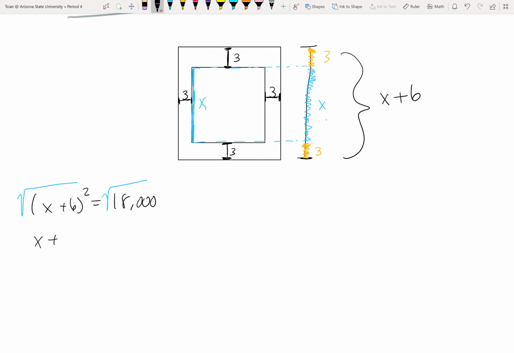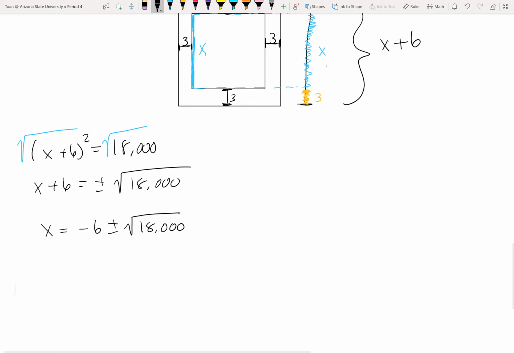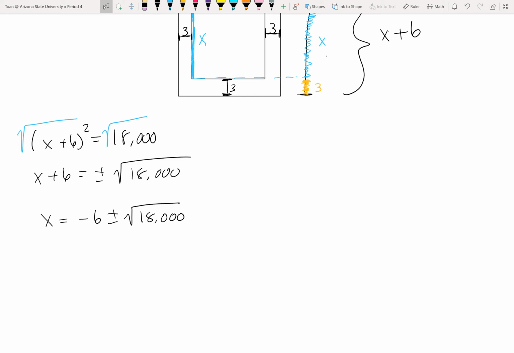X plus 6 equals plus or minus the square root of 18,000. Subtract the 6, x equals negative 6 plus or minus the square root of 18,000. I know I did say that if your answer is plus or minus, you can just leave it like that. But when it comes to word problems, I actually like decimal approximations. So I'm going to split apart my answer. Negative 6 plus the square root of 18,000. And negative 6 minus the square root of 18,000.